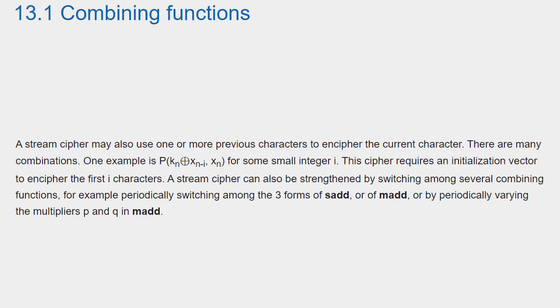A stream cipher may also use one or more previous characters to encipher the current character. There are many combinations. One example is P(k_n XOR x_(n-i), x_n), for the small integer i. This cipher requires an initialization vector to encipher the first i characters. A stream cipher can also be strengthened by switching among several combining functions, for example periodically switching among the three forms of SAD or of MAD, or by periodically varying the multipliers P and Q in MAD.